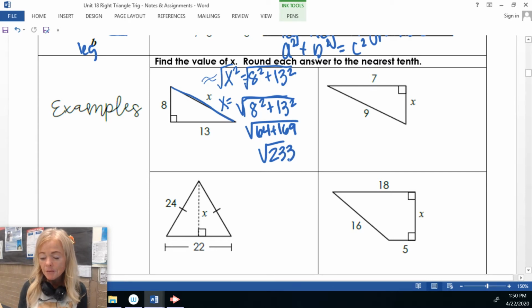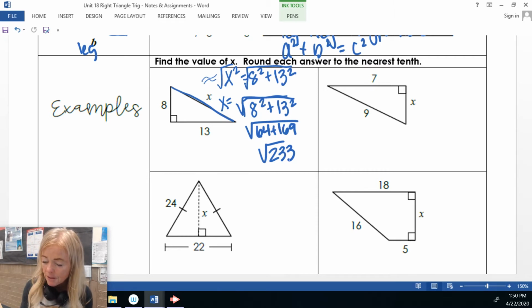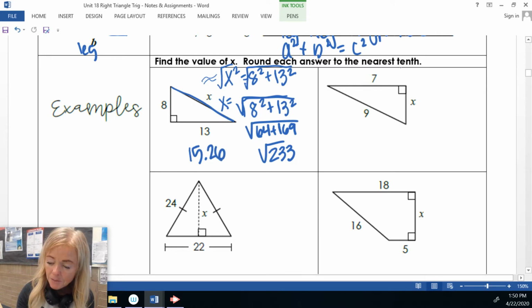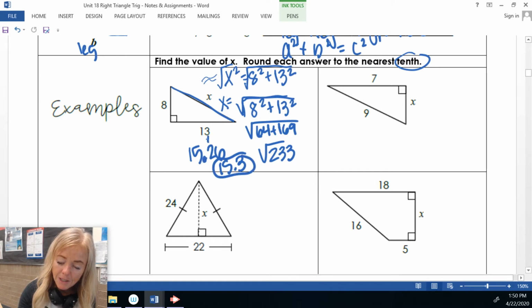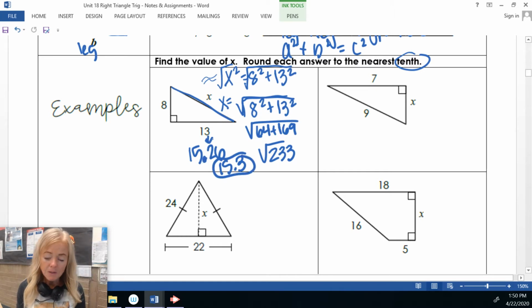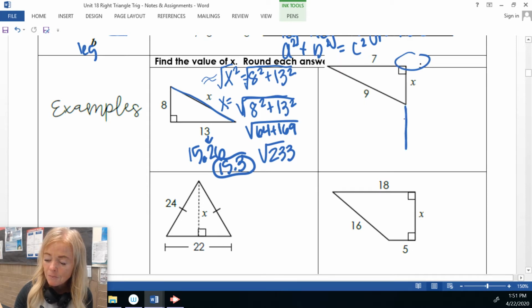The square root of 233, that's an irrational number. If you want to figure out what it is as a decimal, you're going to have to use your toggle button on your calculator. And the square root of 233 is 15.26. It says round to the nearest tenth, so that's 15.3. That's just one place after the decimal, and if a 6 follows that, then it moves up to 3. All right, so the next one is a leg that we're missing. So notice, oh, dang it. That's weird.